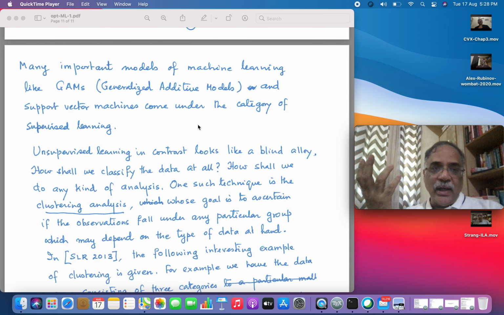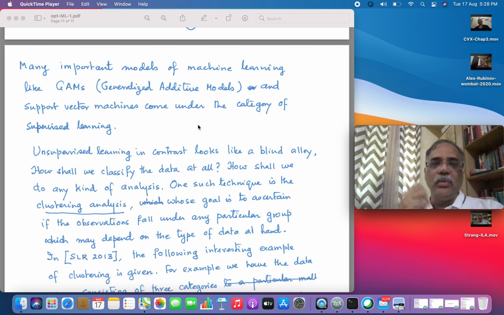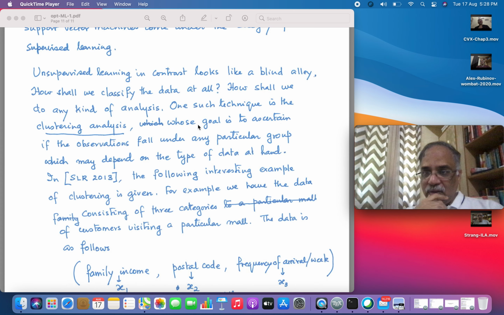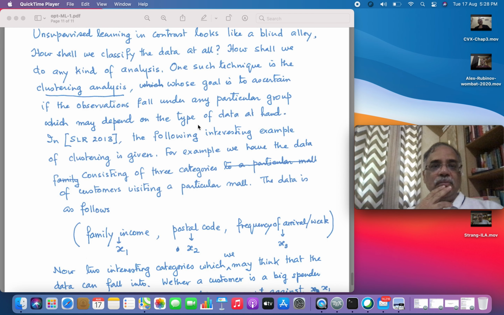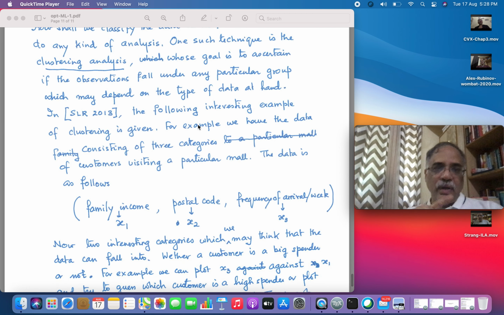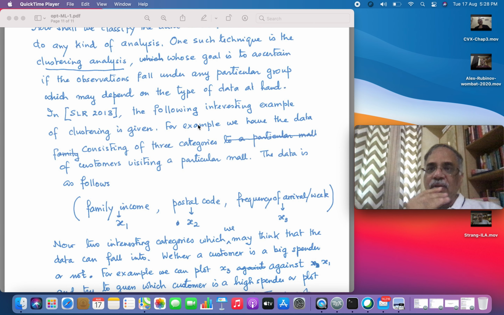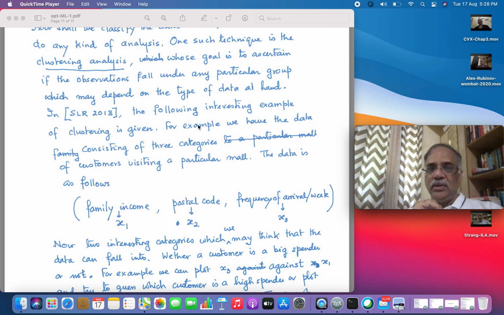Unsupervised learning looks like a blind alley. I do not know anything about the functions, then I try some way to learn about them, and one of the techniques is called clustering. For example, there is an example in the book on statistical learning by four authors, of which Tibshirani is one. Suppose there is a mall and you have data about customers visiting a particular mall: family income, postal code, and frequency of arrival. Now, from this information, can you gauge whether this is a high spender or a low spender?